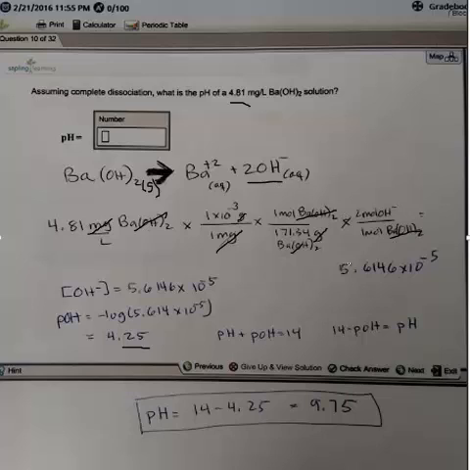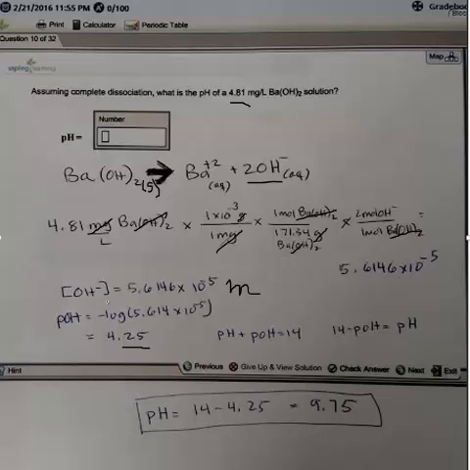So all of my units cancel out except for moles of hydroxide per liter, and moles per liter is concentration, and we use this shortcut abbreviation for concentration, molarity, by using the brackets. So the concentration of hydroxide is 5.614 times 10 to the minus 5 moles per liter of molarity. And I got that by multiplying 4.81 by 1 times 10 to the minus 3, dividing by 171.34, and then multiplying by 2. And of course these 1's in the denominator and numerator will not impact the overall value, since anytime you multiply by 1 or divide by 1, it doesn't impact the overall answer.